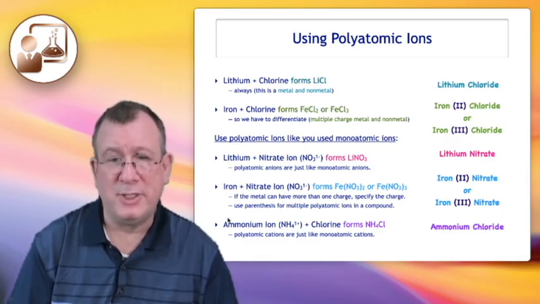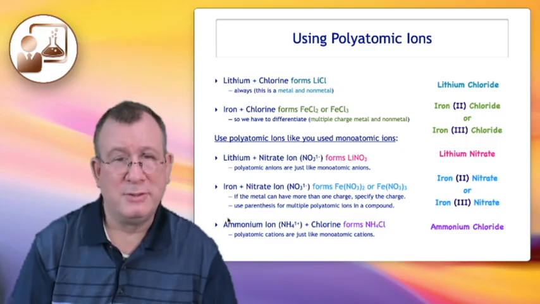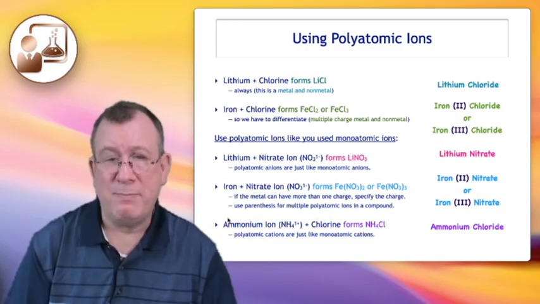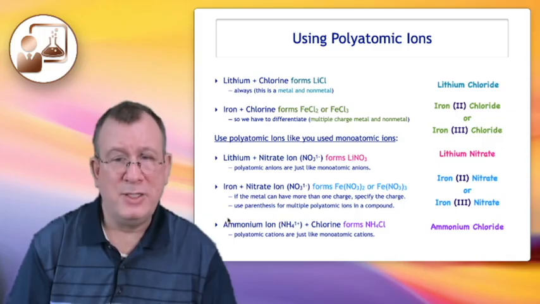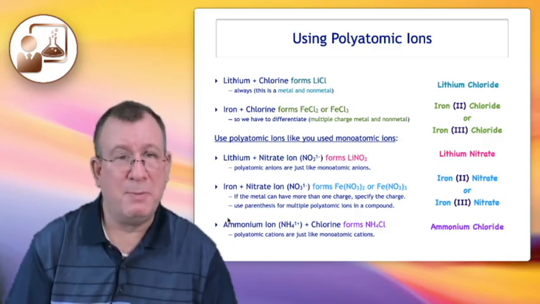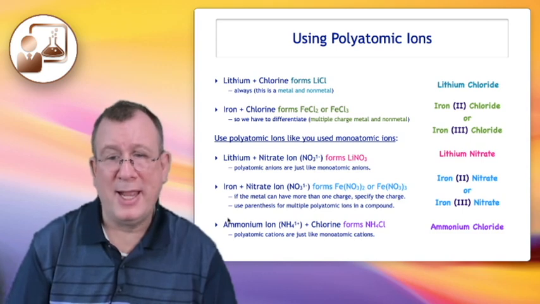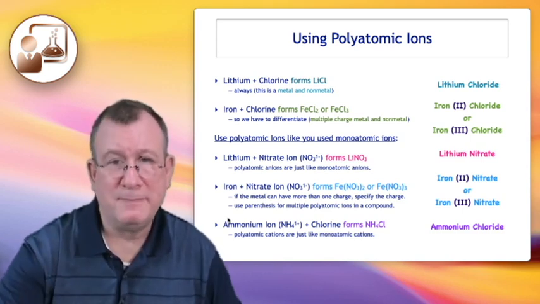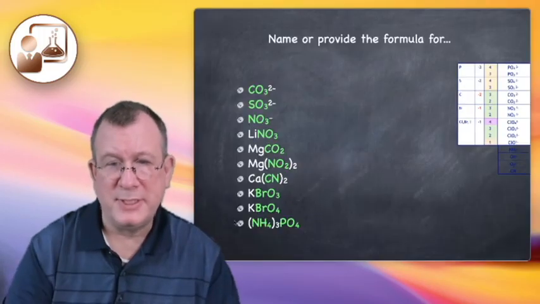Iron 3 nitrate or iron 2 nitrate. You can also say ferrous or ferric nitrate. And yes, that ammonium ion is the only cation, and you can use it in this way. Instead of replacing the chloride, replace the lithium with ammonium ion and chloride ion. Bring it together. That gives you ammonium chloride. Okay, we can play with these a little bit.